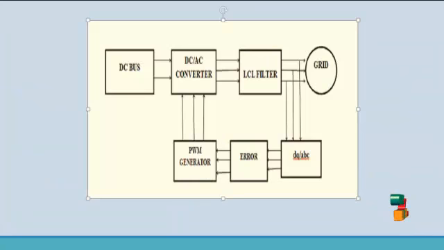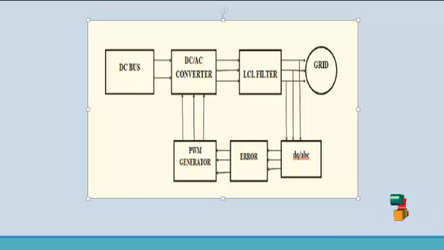Next we see the flow diagram of our product. Here the input source is a DC source. The DC bus is fed into the DC to AC converter. The DC to AC converter converts one form of electrical energy into another, using power electronic switches. Those power electronic switches are triggered from the PWM generator, which uses the space vector pulse width modulation technique. After that, the output of the DC to AC converter is fed into the LC filter.